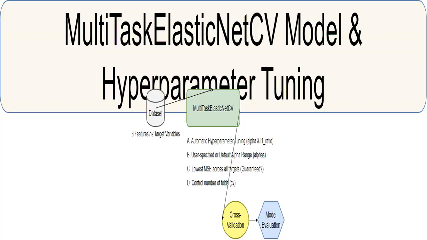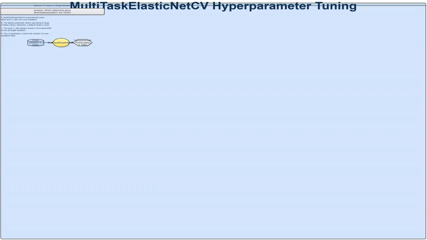This refers to the process of optimizing the hyperparameters of the MultiTaskElasticNetCV model to achieve optimal performance. Hyperparameters are settings that control how the model learns, not learned during training itself. I'm focusing on how MultiTaskElasticNetCV automatically finds the best settings, hyperparameters, for ALPHA and L1 ratio using a clever method called cross-validation. It's like trying different combinations of these settings to see which combination results in the best model performance.